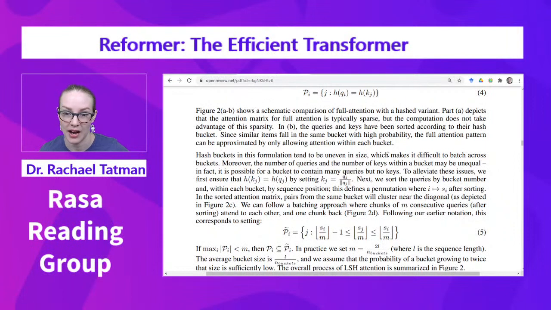Hash buckets in this formulation tend to be uneven in size because the points are not going to be distributed evenly. I guess there's a situation where they might be distributed evenly, but that certainly isn't a good approximation of linguistic patterns for sure, which is where transformers tend to be used most often.